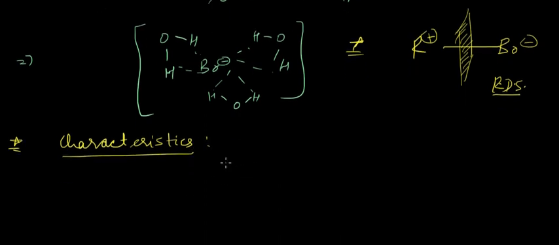So the first characteristic is that the rate is proportional to the concentration of the halide and the halide only. That is why it is called the SN1 reaction. It is unimolecular. Okay, so it is proportional to the concentration of halide.